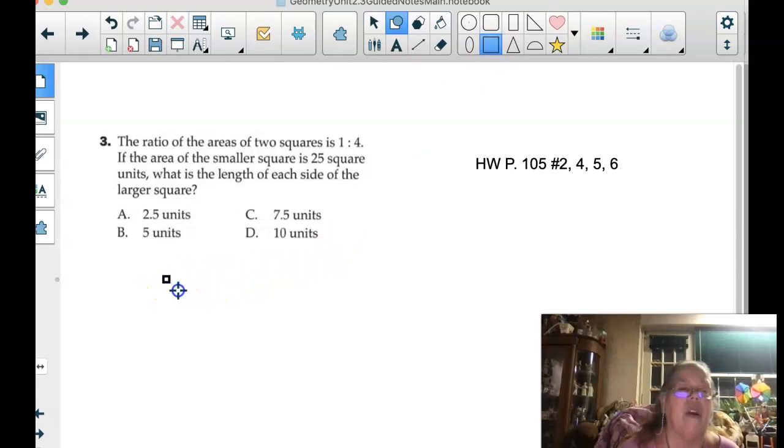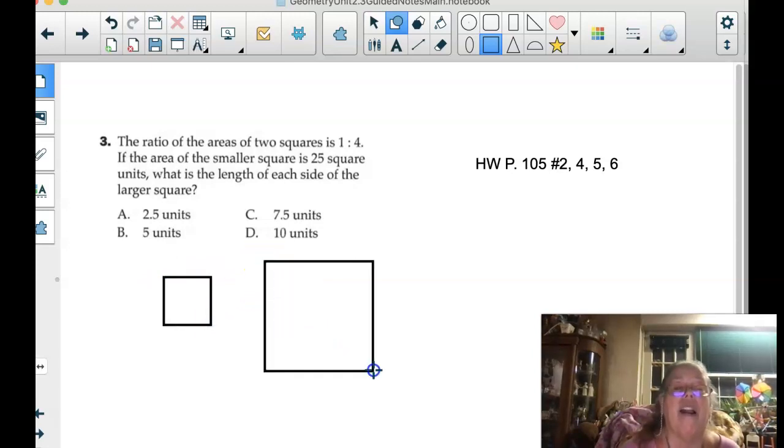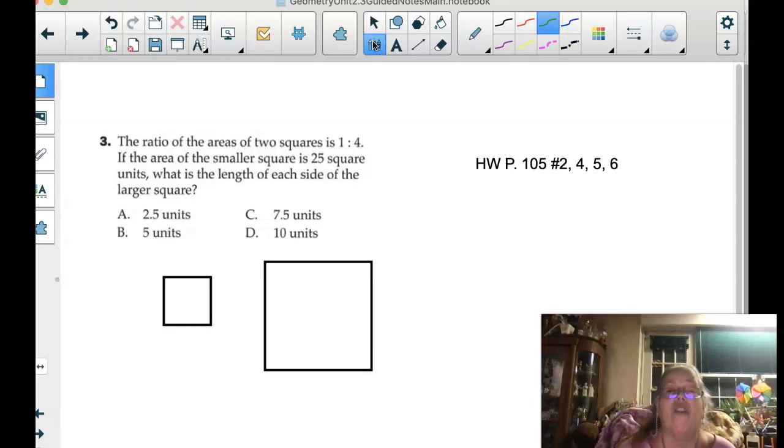If side squared in the smaller square is 25, then what is side squared going to be in the larger? What's 25 times 4? So this one is 25. This one is 25 times 4. 4 quarters give you $1 or 100.